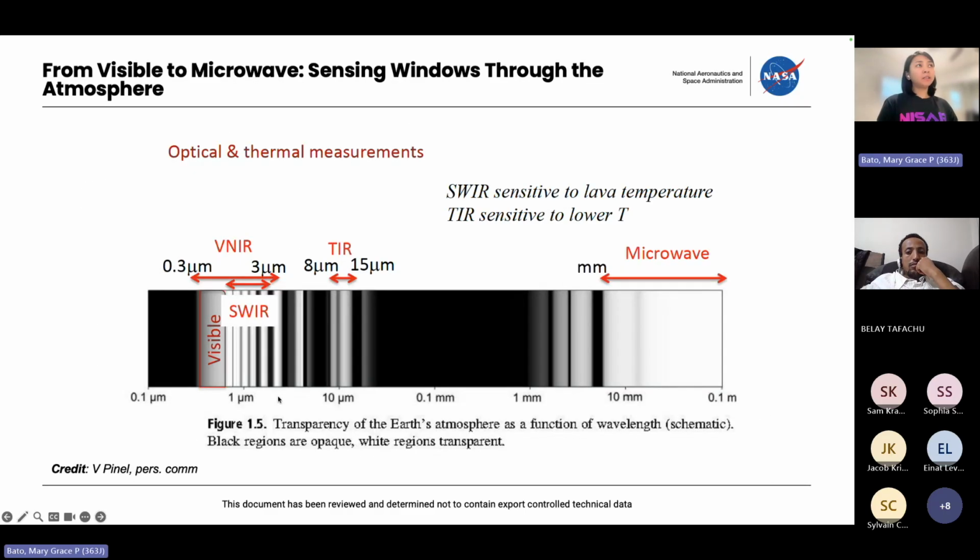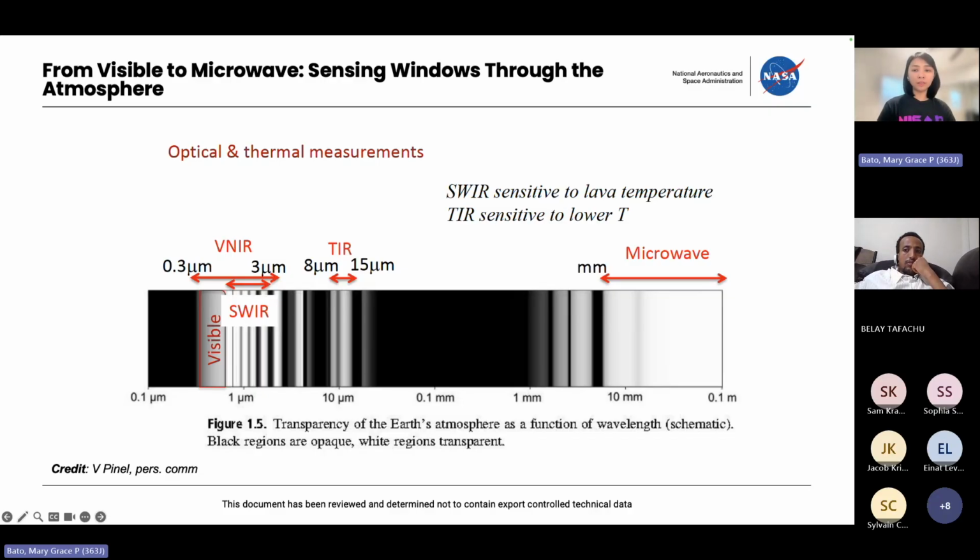So in connection to the previous slide, this one shows us how different parts of the electromagnetic spectrum interact with the atmosphere, basically. Before we go deeper into the specific data sets like thermal, InSAR, or IR data, it's important that we ask this fundamental question: why do we even need these different types of sensors in the first place?